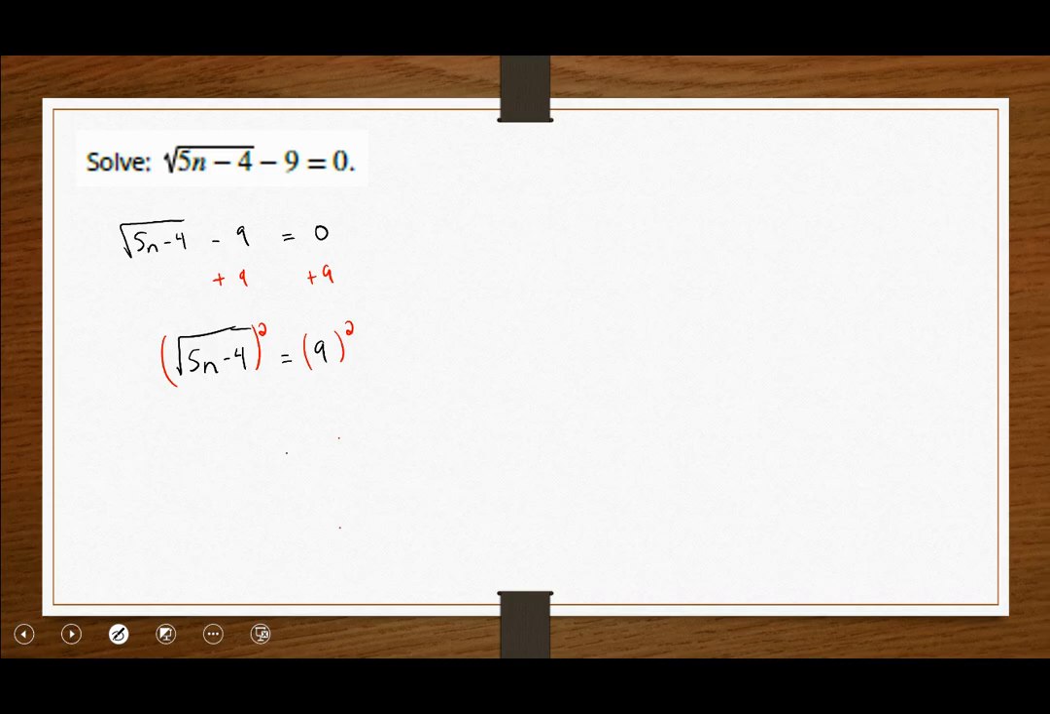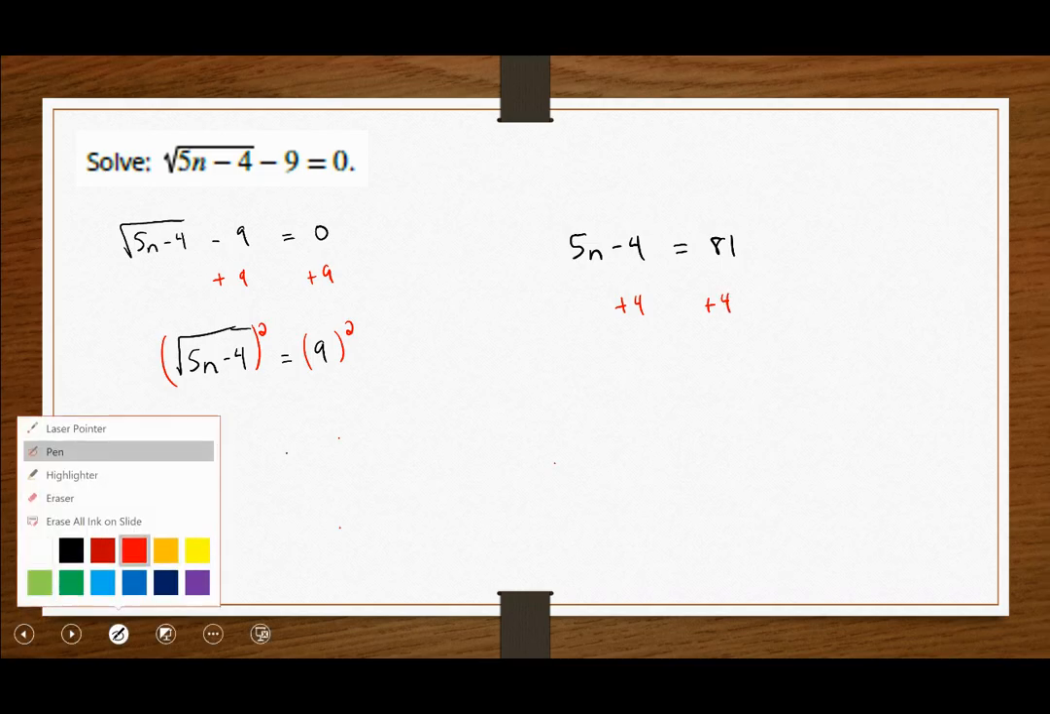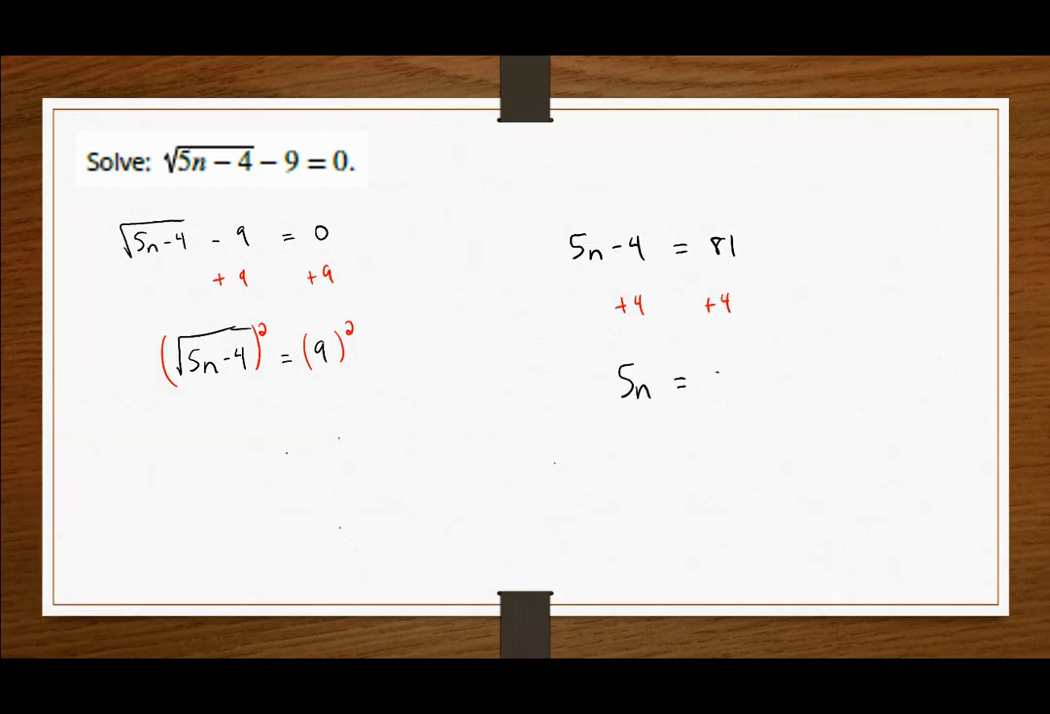So the square root of anything squared is going to go away. We're left here with just 5n minus 4. 9 squared, of course, gives me 81. This produces a nice linear equation. What makes it linear is that the highest exponent on my variable is 1. So we can use our regular properties of equality to finish the problem. We move constants to the same side here by addition, leaving me with 5n is equal to 85. And then lastly, we divide each side by our coefficient to get our solution of n equals 17.